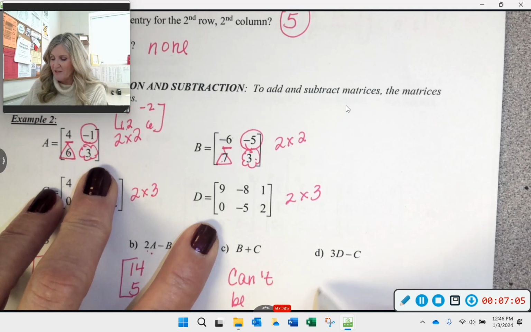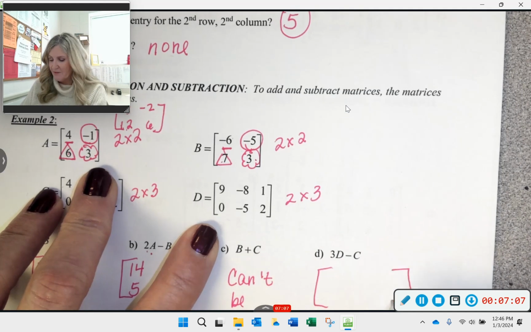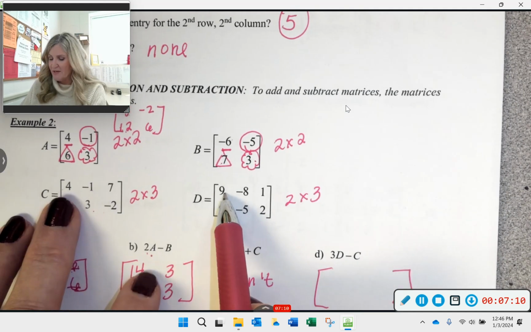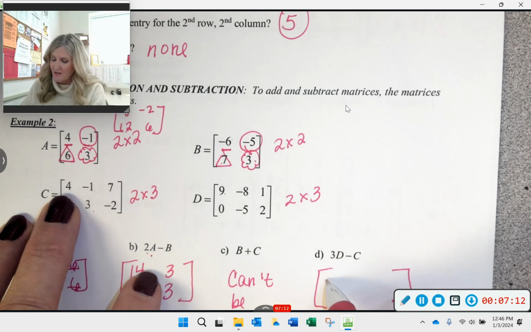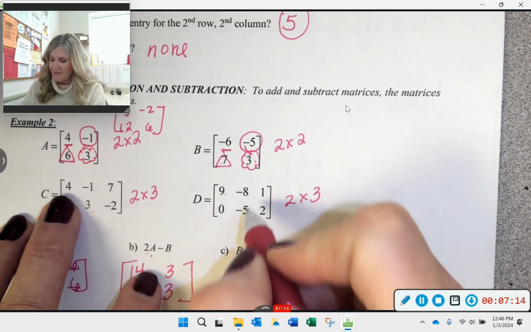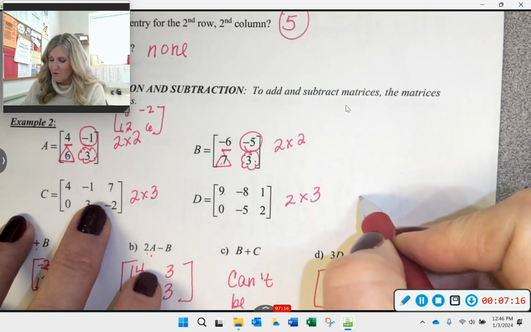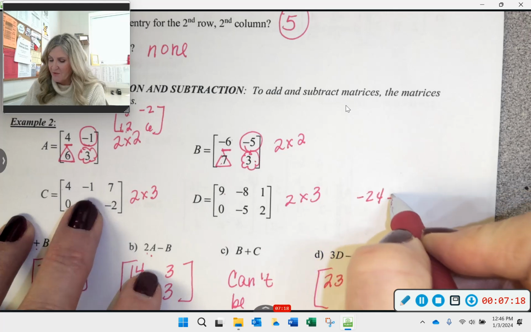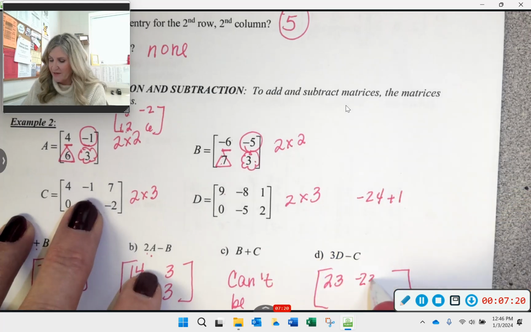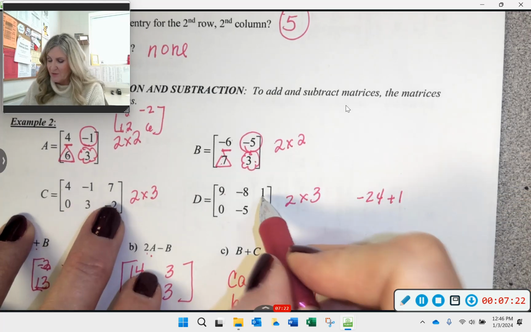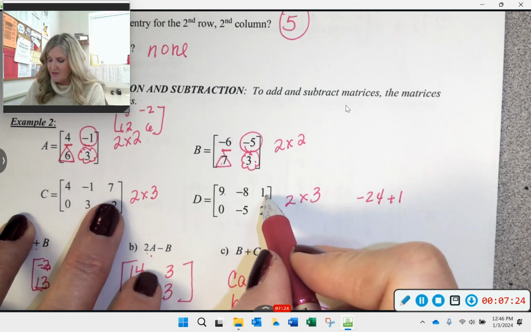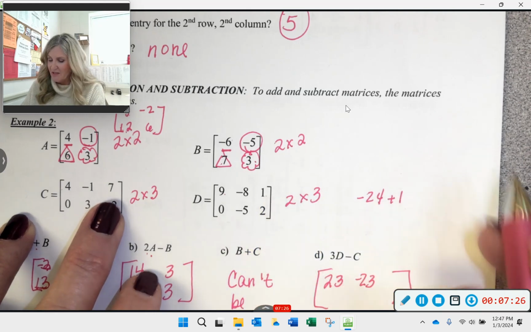Okay, 3D minus C, you know the drill. We'd multiply all of these by 3. We'll see if we can do this quickly. That's going to be 27 minus 4 is 23. That's going to be -24. And then plus 1 is -23 again. And then I have to multiply the D by 3. So that's going to be 3 plus 7.